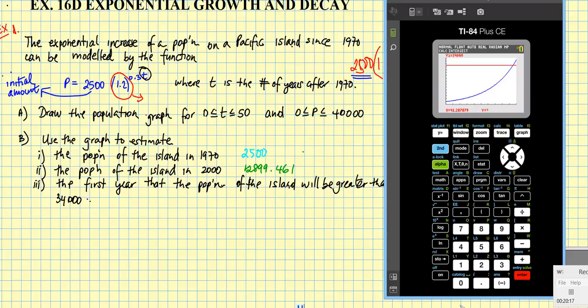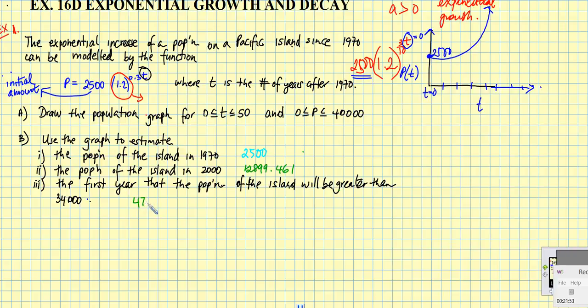And the answer is press enter again to yes. And if I press enter, it tells me that the intersection occurs at 47.7 and 34,000. So 47.7 would have to be where, so that would be 47.7 years, okay?